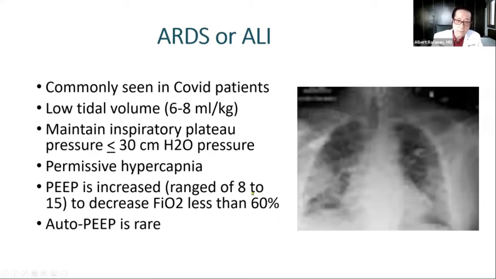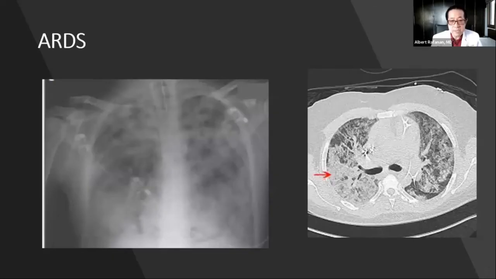So you try to go up on the PEEP and down on the PEEP depending on the oxygenation. Auto-PEEP is usually rare in ARDS or acute lung injury because the lungs are stiff. When you give them the ventilator breath, it just keeps on collapsing. So exhalation time is very quick.